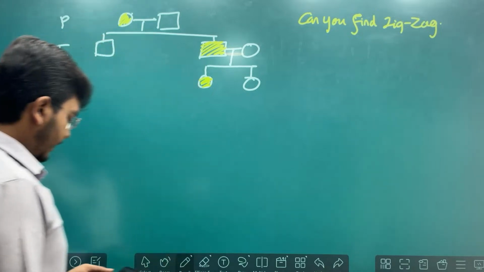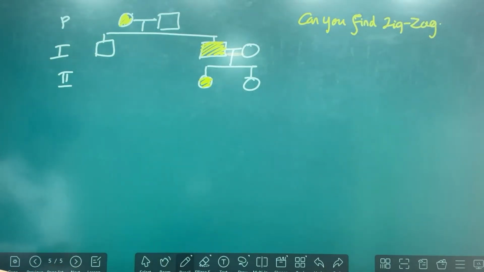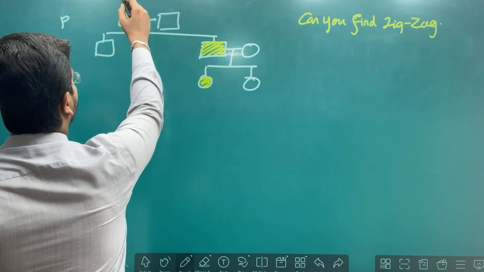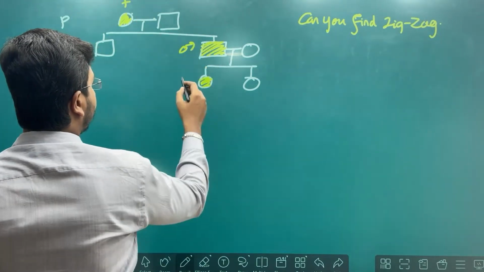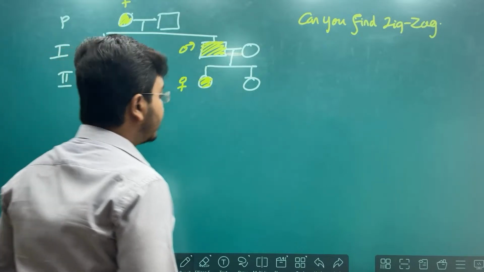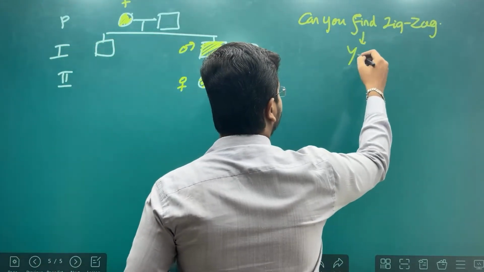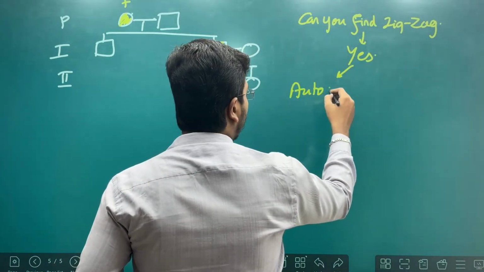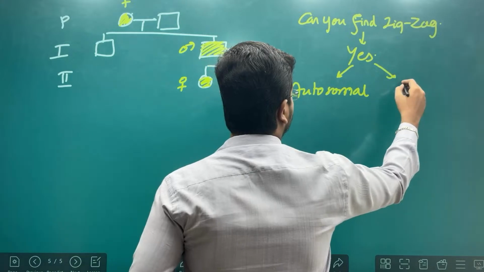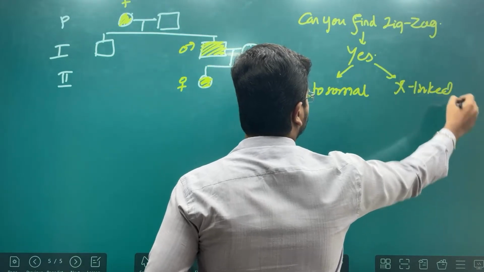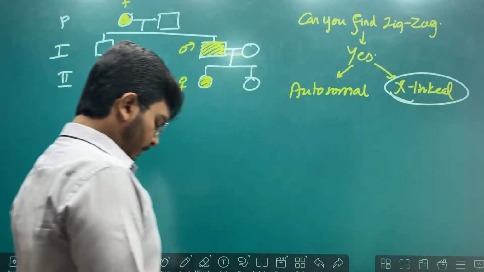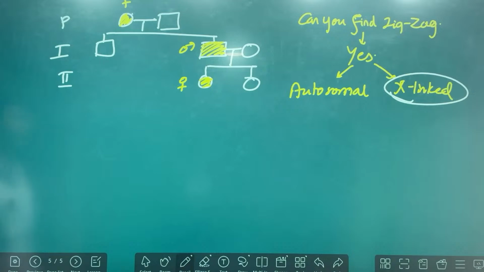Yes. Is there a zigzag? First female is affected, then male is affected, again female is affected. Is there a zigzag? The answer is yes. If a zigzag is there, then tell me, is it autosomal or X-linked? The answer is this is X-linked. Okay, right? It is X-linked.